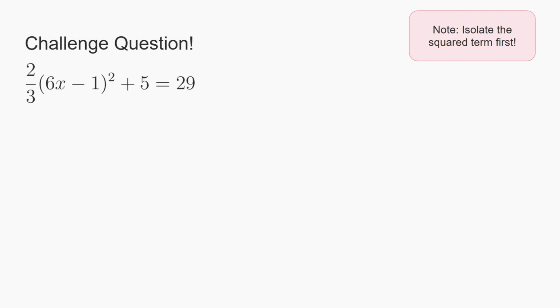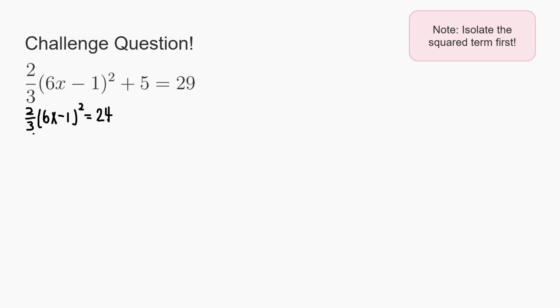Now, we've reached our final challenge question. Pause and see if you can get the answer before I solve it. Now, we have 2/3 times (6x minus 1) squared plus 5 equals 29. 6x minus 1 is our squared term, so we want to start by isolating this. So let's start by subtracting 5 from both sides. This gives us 2/3 times (6x minus 1) squared equals 24.